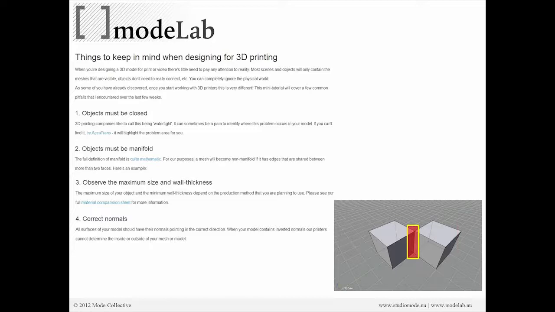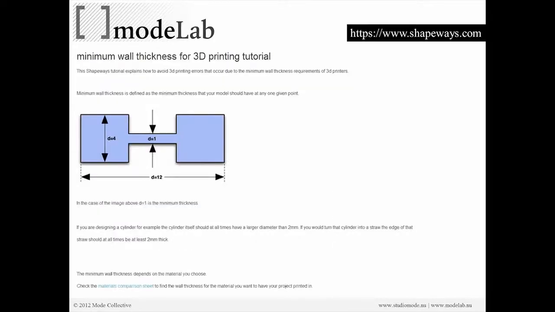The third thing is making sure that there's a maximum size and minimum wall thickness for whatever type of printing technology you're going to use. That minimum wall thickness, courtesy of our friends over at Shapeways, is something that has to be taken care of. You have to really be focused on this and paying attention to this, or otherwise you might be waiting for a while and then find out that your 3D print actually didn't work. It failed.